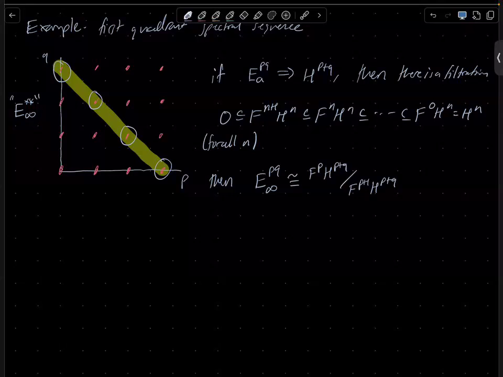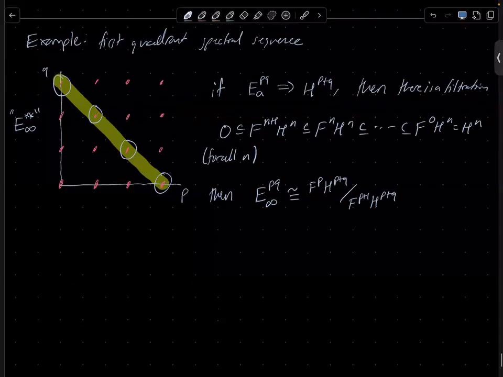Okay, so maybe I just leave it like this. Maybe I'll write down a few notable isomorphisms. So, E infinity, that one is isomorphic.